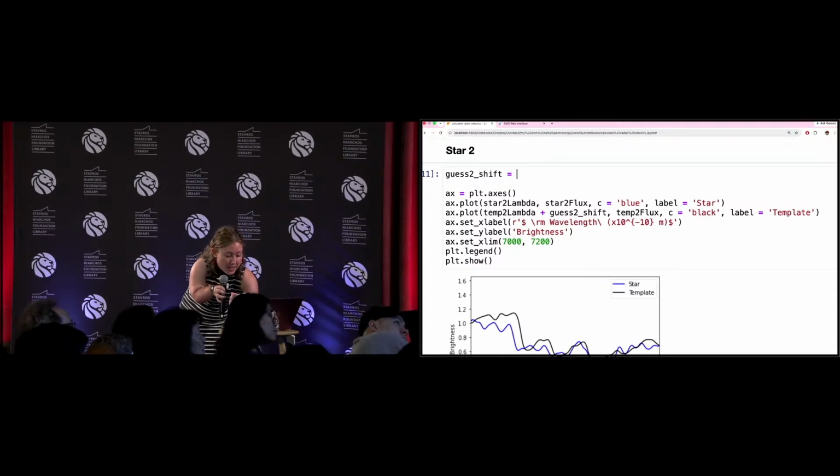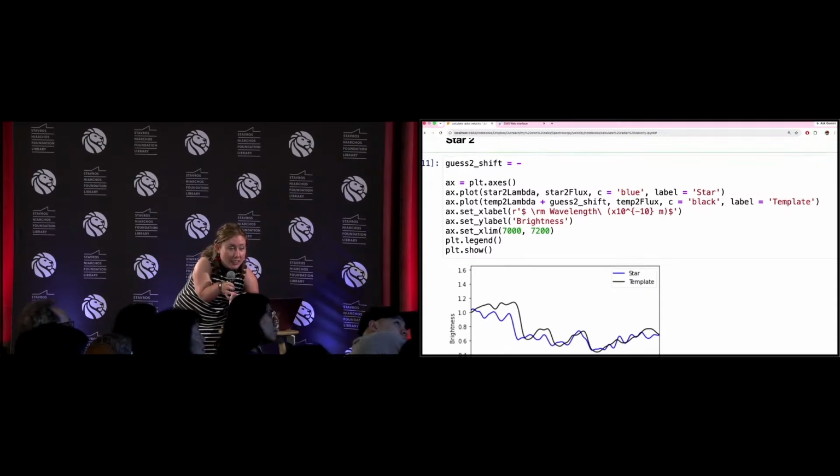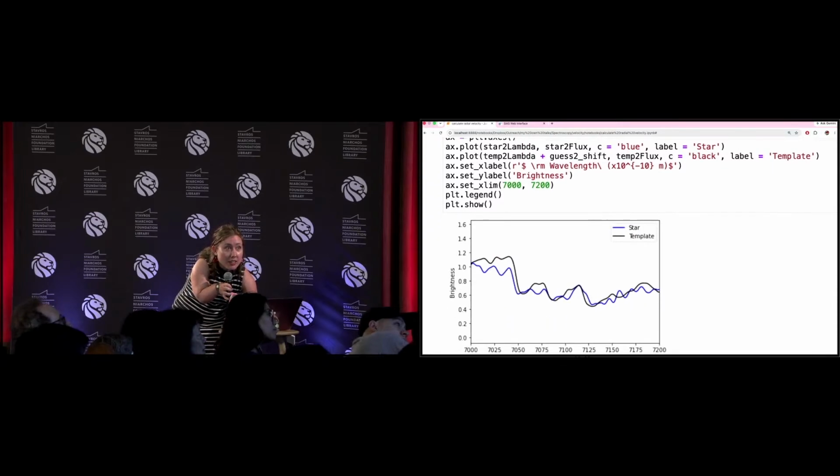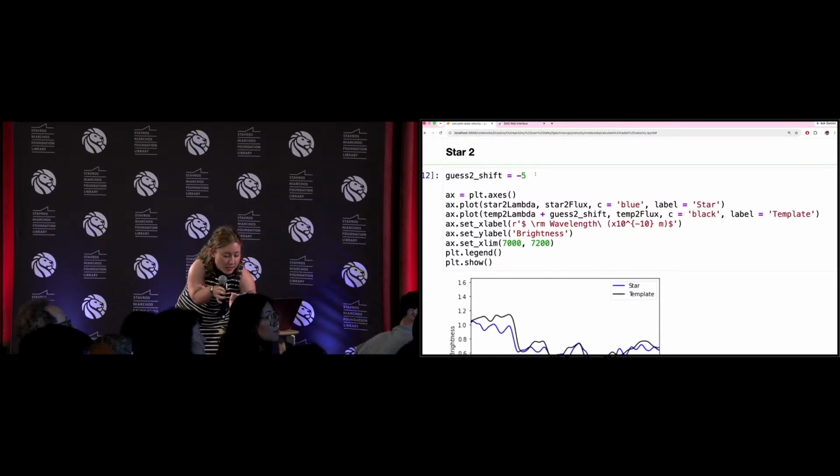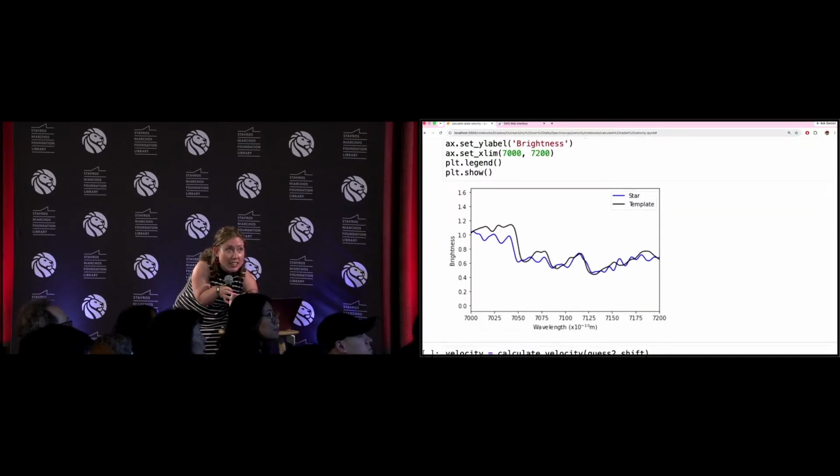Can I have a suggestion, please? All right, let's start at negative 5. Okay, so if we think this dip and this dip, I think we overshot it a little bit. I have another suggestion. Okay, let's try negative 3. This one's a harder case because the absorption lines aren't super clear, but I think that's pretty good.